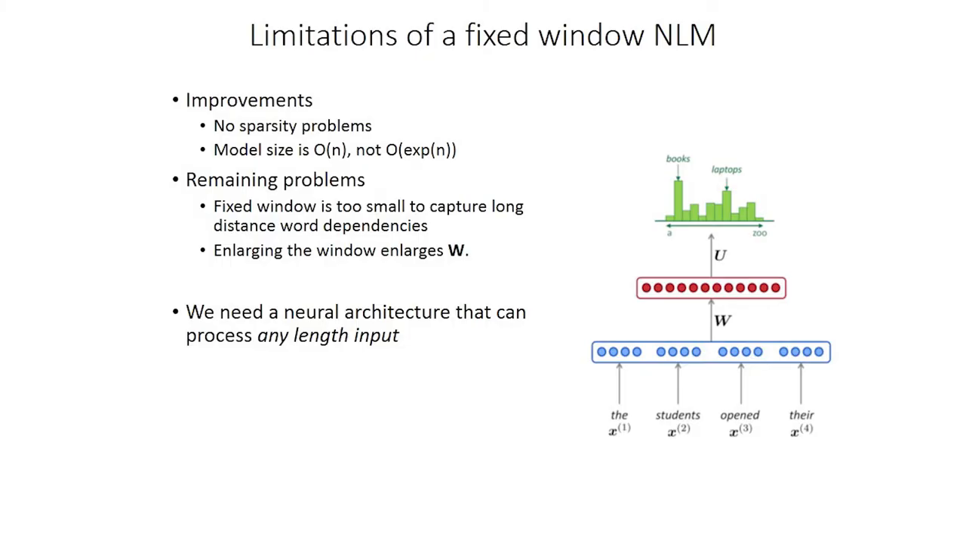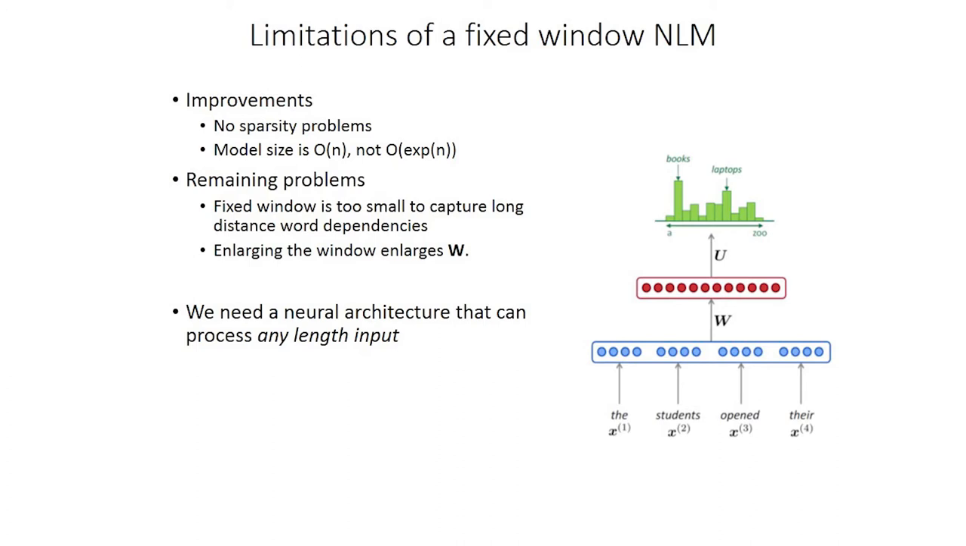But if we're using these, we still have some problems. Of course, we have made some improvement. No data sparsity problems, which would arise if we were using n-gram language models. The space complexity is no longer exponential in n. It's now O(n). But we still have a problem.